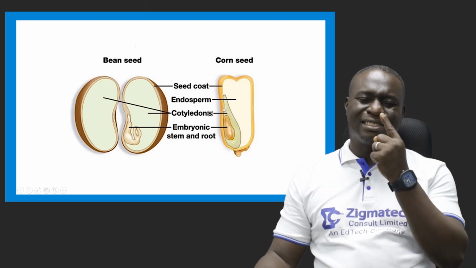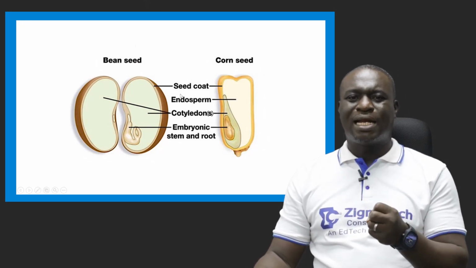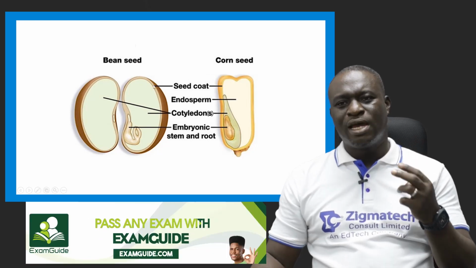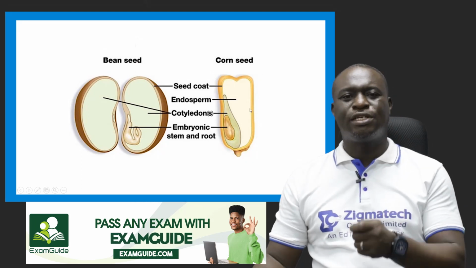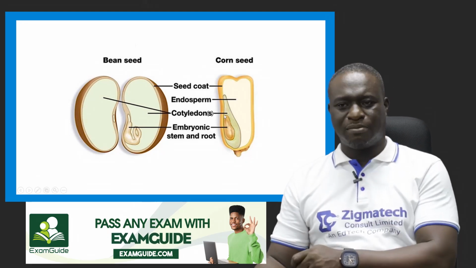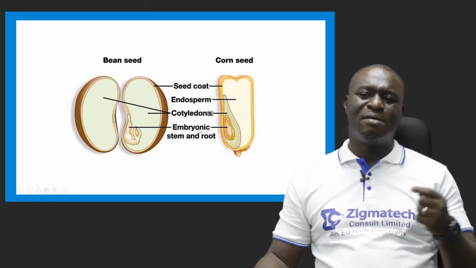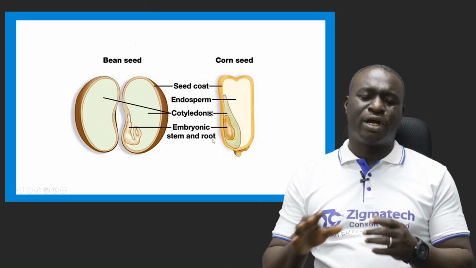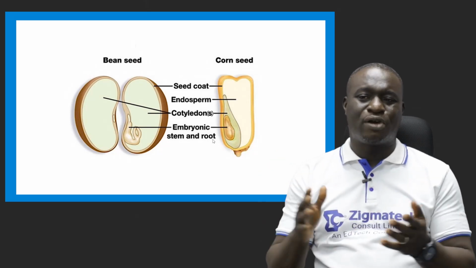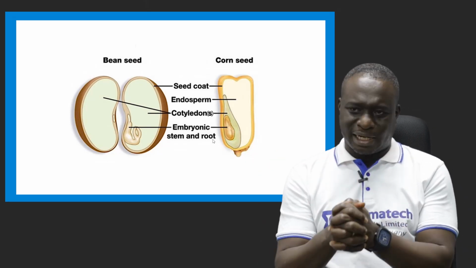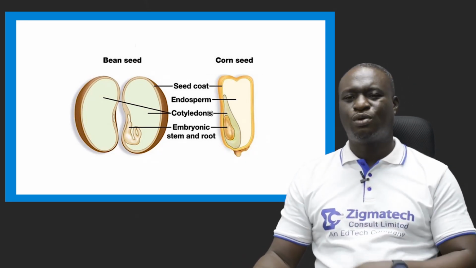An example of a seed with one cotyledon is the maize seed or the corn seed. An example of one that has two seed leaves is the bean seed. So bean seeds don't have endosperms, but maize seeds or corn seeds have endosperms. Then we also have the cotyledon, as you can see on the structure there, and then we have the embryonic stem and the embryonic roots that make up the embryo. All right, so that's where the embryo is located. So this is the structure of a viable seed.